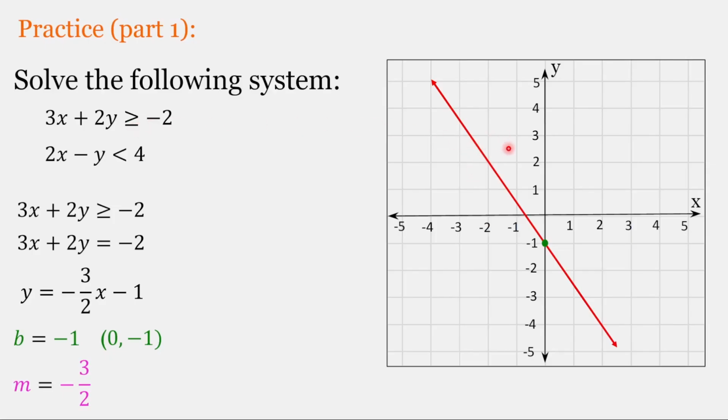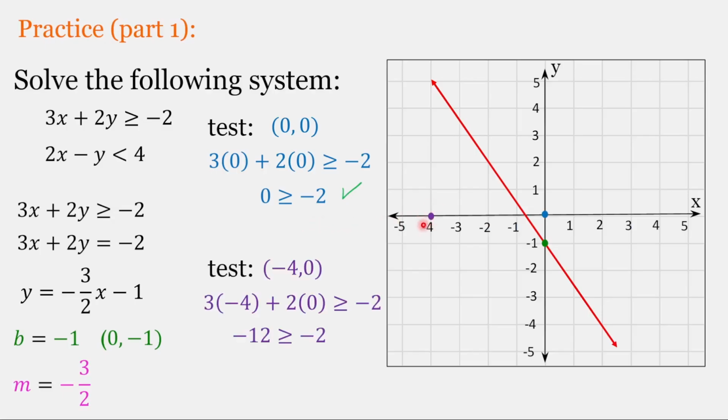Now we need to determine which side of the boundary line to shade, so we're going to test a point on either side. We'll start with that origin. When we test the origin, we end up with 0 greater than or equal to negative 2, and that is a true statement. But let's go ahead and verify, and we're going to test a point on the opposite side. Let's test the point negative 4, 0 on the x-axis. We end up with negative 12 greater than or equal to negative 2. This is not a true statement.